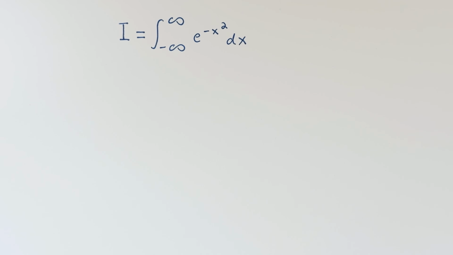I is equal to the integral from negative infinity to infinity of e to the power of negative x squared dx. This is the bell curve. It is the most important shape in statistics, physics, and nature. But there is a massive problem here.